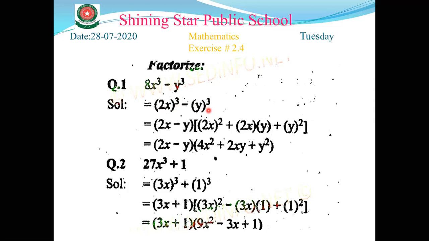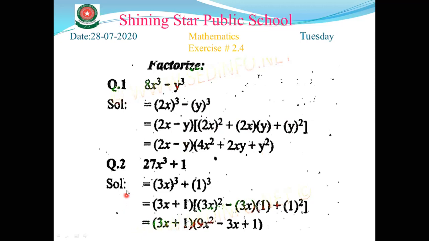Today I will take the oral of these formulas. Now here a is 2x, b is y, so 2x minus y, a square means (2x) square, plus ab, 2x and y, plus b square, b is y, so y square. 2x minus y, 4x square plus 2xy plus y square, which is your required answer of question number 1.